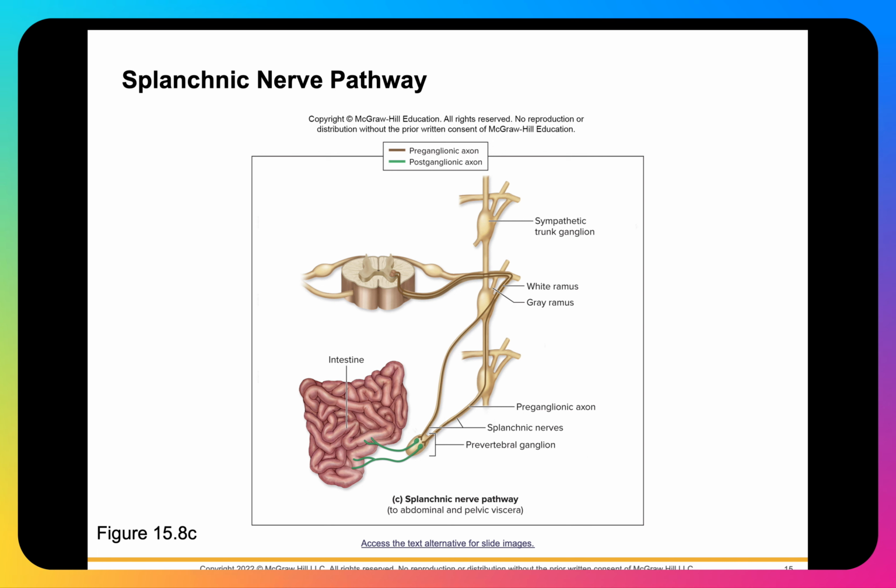Here we see the splanchnic pathway, and one of the things that I want to keep in mind here, when we have sympathetic activity to the organs of digestion, it will result in inhibiting or slowing down those processes. We'll come back to that a little bit later.